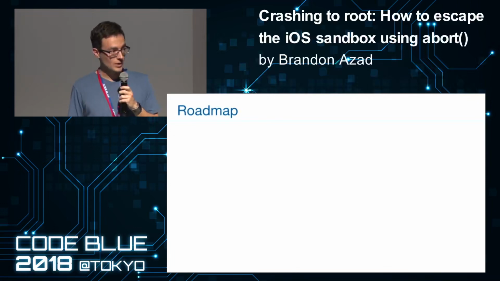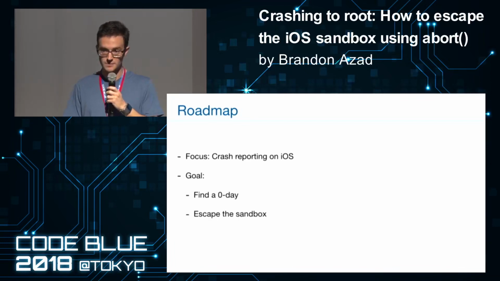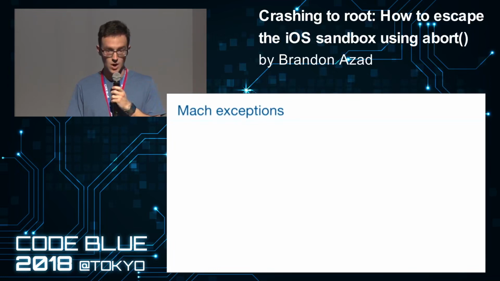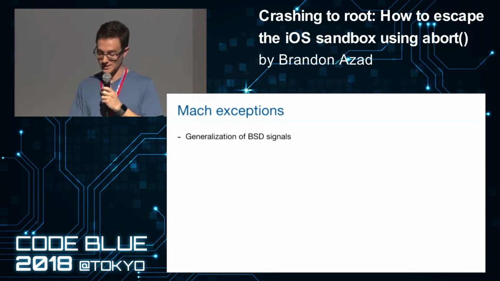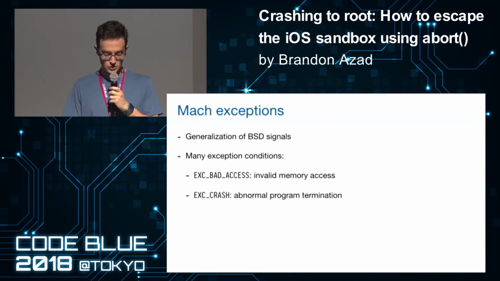All right, so that's all the background information that we're going to need. As a reminder, the focus of this talk is crash reporting on iOS, and we have a three-phase goal: to find a zero-day vulnerability, to escape the sandbox, and to elevate privileges to root. Now let's look at how crash handling works on iOS. Crash handling is based on mach exceptions, which are a generalization of BSD signals. Just like there are many types of signals, such as SIGINT and SIGSEGV, there are many different exception conditions. For example, EXC_BAD_ACCESS is an exception that occurs on an invalid memory access, while EXC_CRASH is an exception that occurs when a process terminates abnormally.